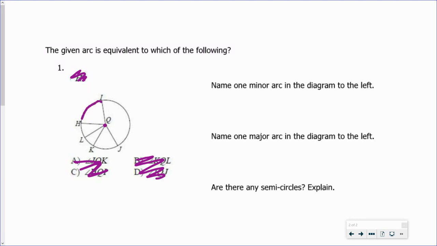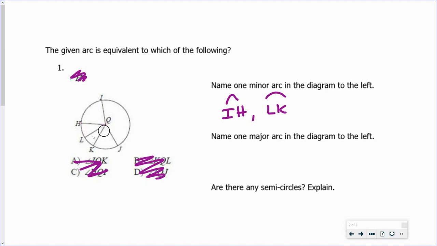that's formed by a central angle that is less than 180 degrees. So arc IH would be a good example. I'll give a second example as well, arc LK. And again, there are a variety of different answers that you can choose from here. Those are just two.